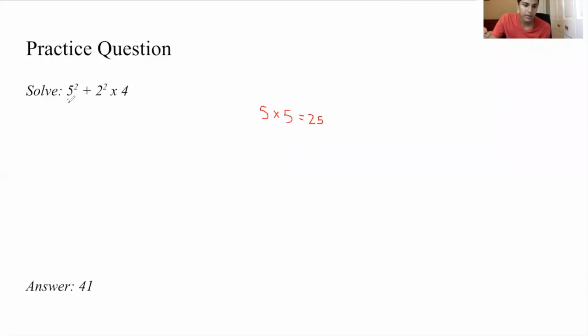So if we bring this down, then we can simplify this to 25. 2 squared means 2 times itself. So 2 times 2 is 4. So now if we bring this down, this is 4, and then bring the rest of the question down, and we can continue. Next, we have multiplication over here and addition over here. So we should do the multiplication first because it comes first in our order of operations. So 4 times 4 is 16. And now just bring down the rest of the question. 25 plus 16, and 25 plus 16 is 41.